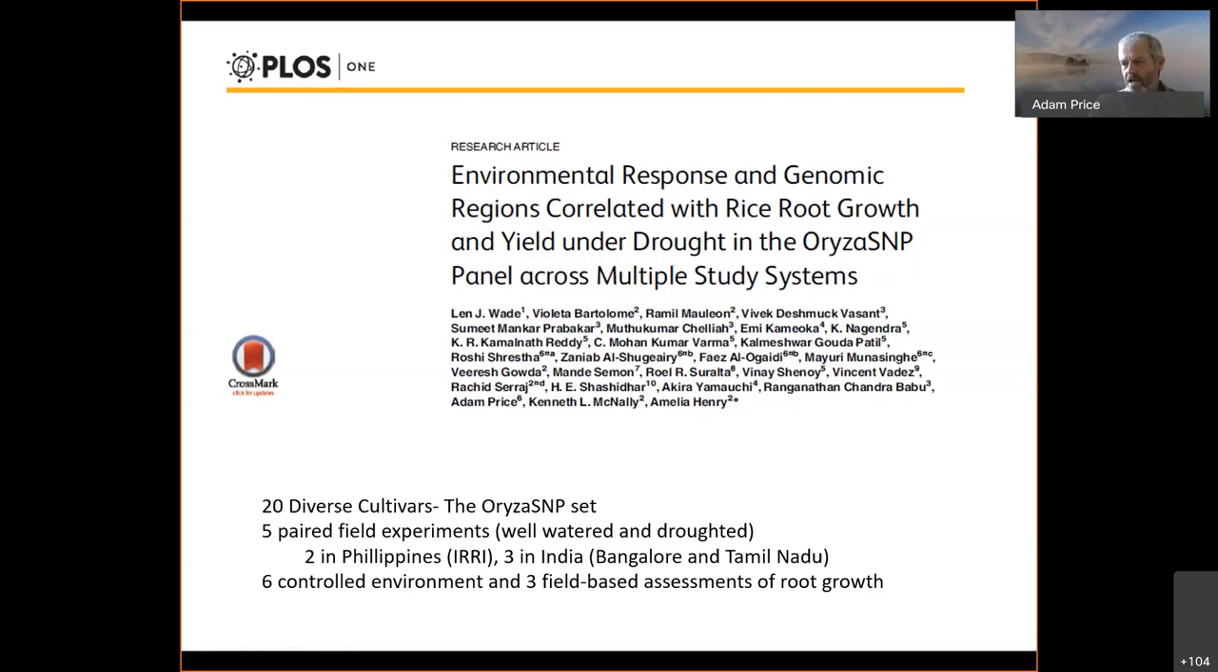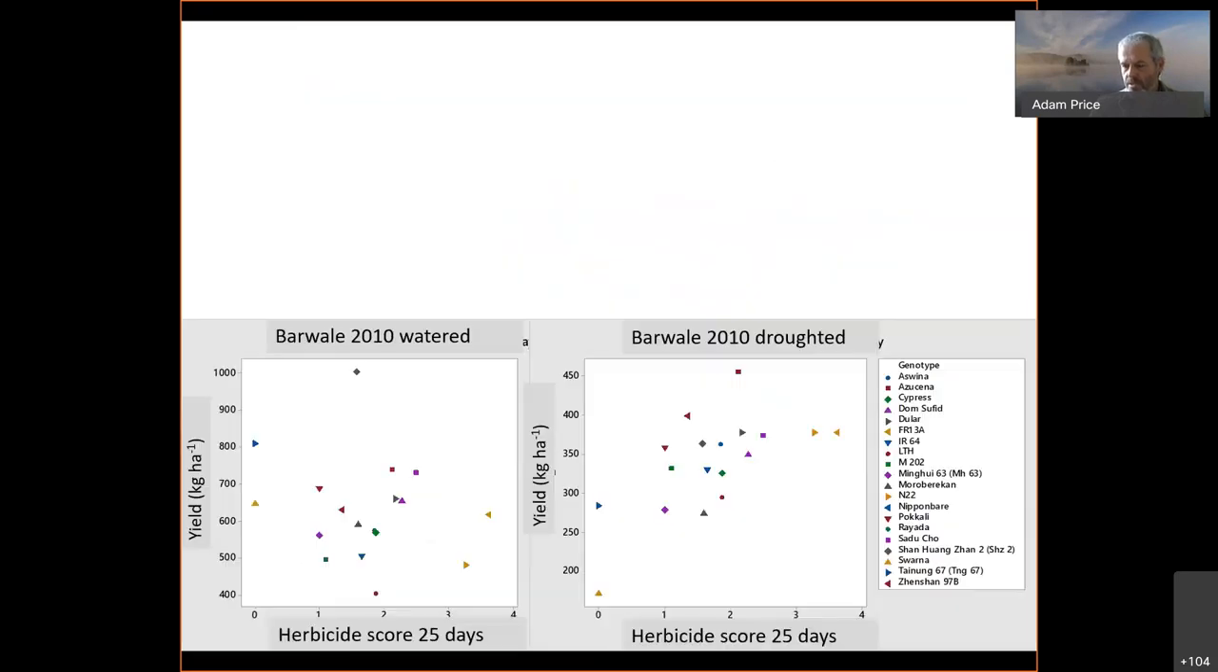We also compare that to performance in the field. This is a study coordinated by the International Rice Research Institute on 20 diverse cultivars. I'll go through it ever so quickly, but they grew a whole load of rice varieties in multiple sites around Asia. Some were droughted, some were not, and sometimes you get a correlation. So this is in Mawali, a place near Bangalore. This is yield under well-watered conditions compared to the herbicide score, and there is no relationship. But when you look at yield under drought, you get a nice strong relationship. Now, other sites, you do not get this, and that I am sure is related to soil physical properties.